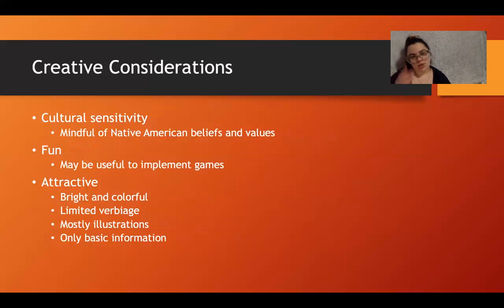Finally, we have some creative considerations. If we are to successfully reach Native American youths, who are the main focus of the project, it is important to make advertisements culturally sensitive, as well as fun and attractive. We will be mindful of the aforementioned beliefs and values that are represented in this population. To make the presentation more fun for the youths, it may be beneficial to use games that get them involved, like asking questions and providing prizes, things like that.